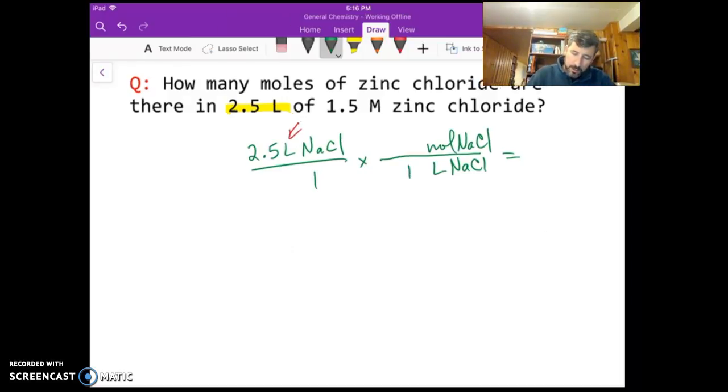So 1 liter in this case contains 1.5 moles. That's what 1.5 molar means. Molar means moles per liter, so 1.5 moles in 1 liter. For this step between moles and liters, you will always put a 1 in front of liters, and the molarity goes in front of moles. All right, so we should get about 3.75, or rounded to 2 sig figs, 3.8 moles of NaCl.